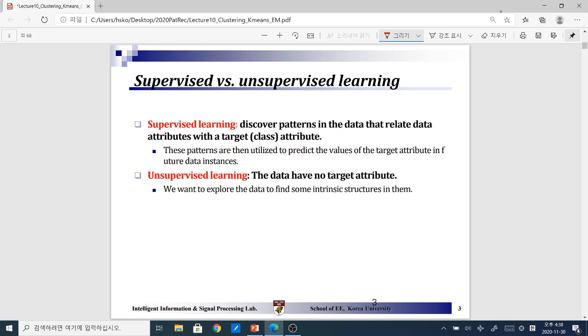Okay, so just to recap what we've had so far in terms of both supervised and unsupervised learning. Supervised learning is to discover patterns in the data that relate to the labels, so that the patterns are then utilized to predict the values of the target labels for future data instances. For unsupervised learning, the data doesn't have an associated label. So this is done essentially by looking into similarities among the data set for performing clustering.